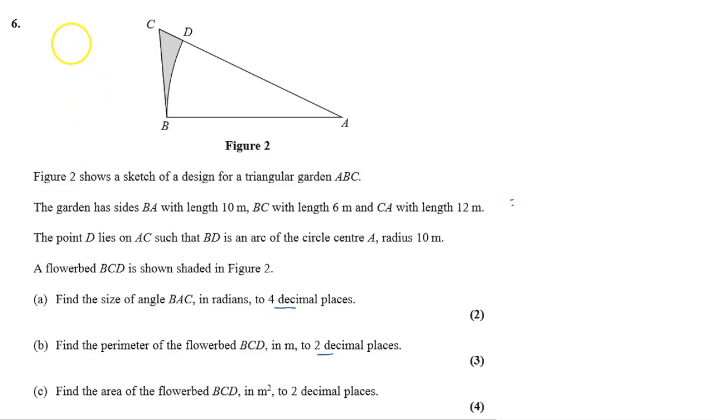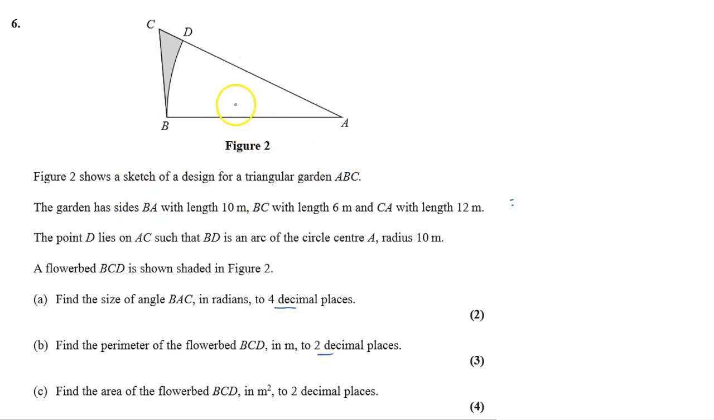We are continuing the solution of the C12 May-June 2017 IAL paper requested by Shen on 3rd May. Question number 6: the figure shows a flower bed. This is a triangular garden. This is a flower bed.